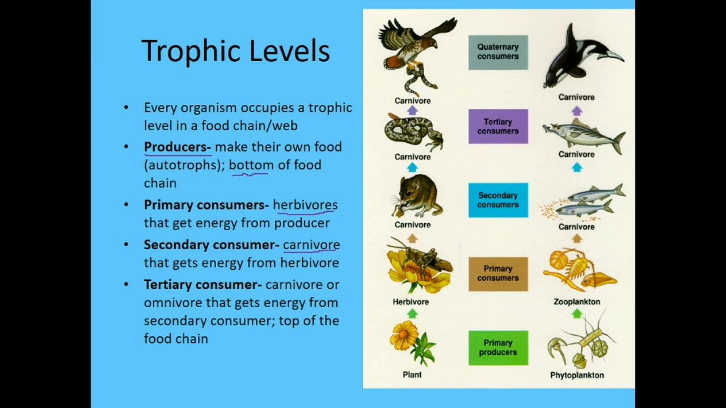And then finally you have the tertiary consumers, which either can be carnivores or omnivores that eat the secondary consumer. Okay, and these are going to be at the top of the food chain. And the image on the right kind of shows you an example of these different levels.